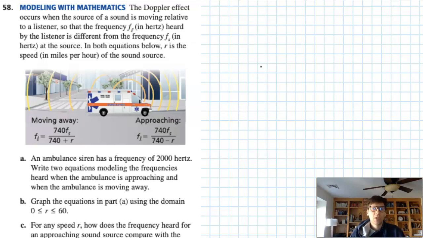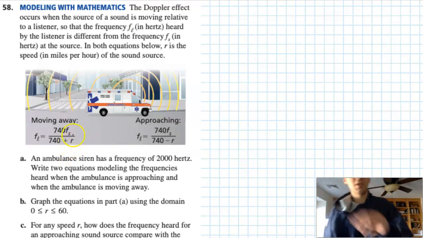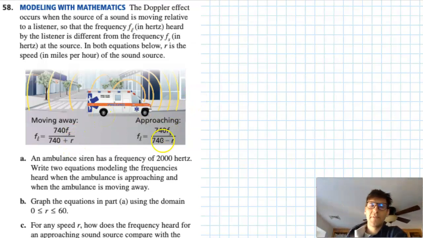So in both equations below, we have to incorporate r, the speed of the sound source. If it's moving away from you, we're dividing by 740 plus r. If it's approaching the listener, it will be minus r. So you could imagine that if we're dividing by 740 plus r, it's going to make the frequency lower, so it's going to sound lower, whereas when it's moving towards you, the frequency is higher because we're dividing by a smaller number.